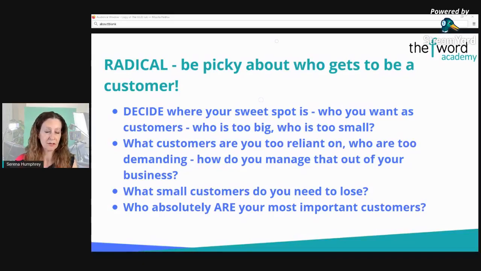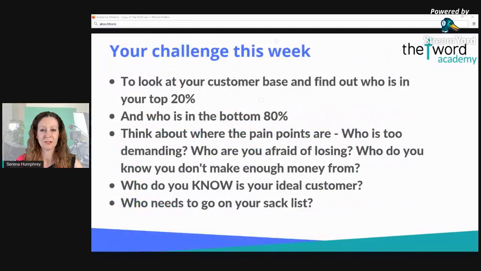If not, tough as it may be, maybe they will be better serviced by somebody else who could really give them the time and attention that they need. And who absolutely are your most important customers, your dream avatar, your perfect clients who make you profit, who love what you do, who aren't overly demanding because you can look after them so well. And let's think about building our business on those people.